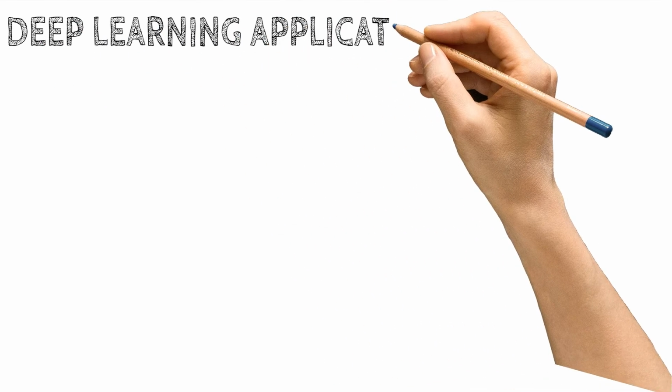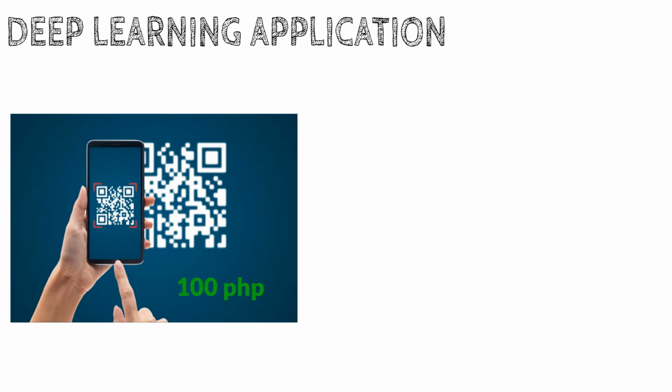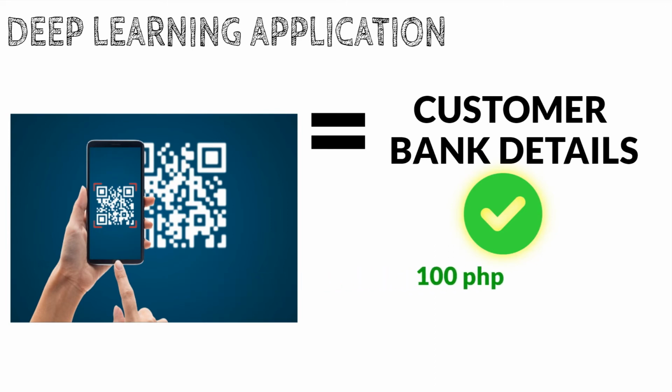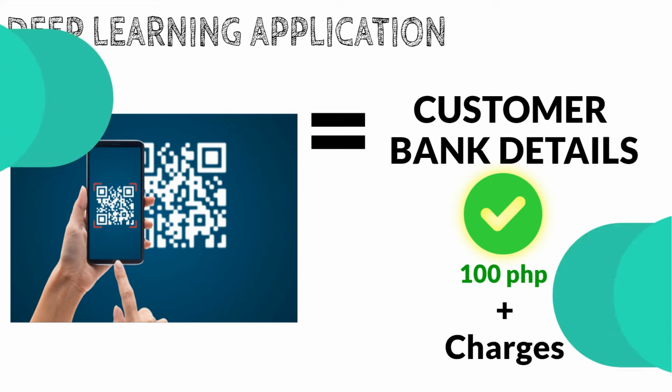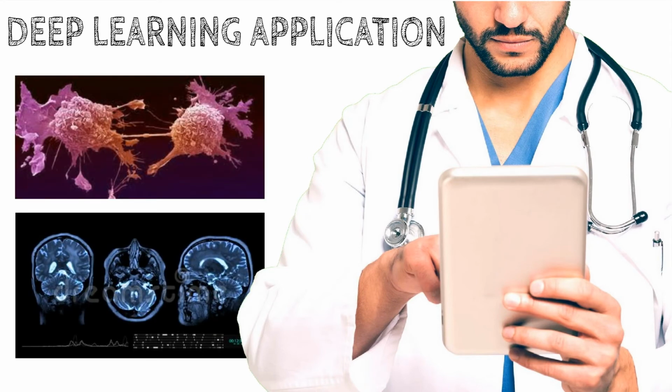So where is deep learning applied? As in our example earlier, the generated QR codes are then analyzed using neural networks to identify that they are tied to your banking details. Once it is verified that this is indeed your account, it gets the correct amount that you wanted to input. For some, they include an additional program to input additional charges. In medical care, neural networks detect cancer cells and analyze MRI images to give detailed results.